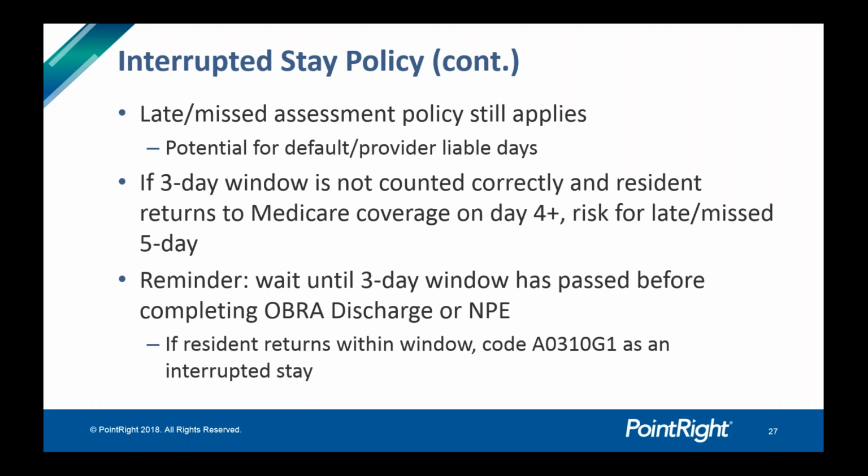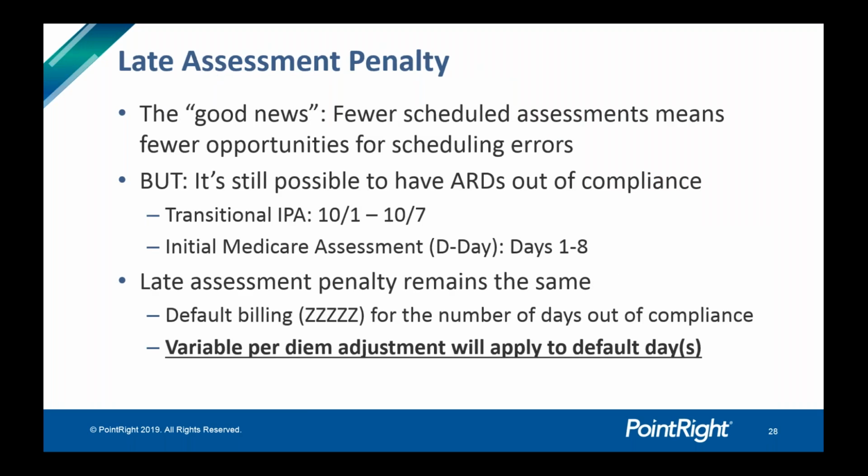So as a reminder, it'll be a good practice to just wait until that 3-day window has passed before you submit that OBRA discharge or Medicare discharge NPE assessment, because then if the resident does come back within that 3-day interrupted stay window, you can code A310G1 as an interrupted stay on the discharge MDS and shoot that off to CMS. So patience can pay off. Don't be too hasty in submitting that MDS.